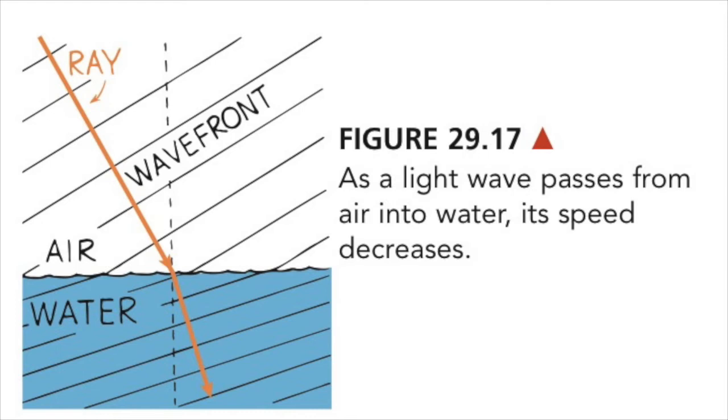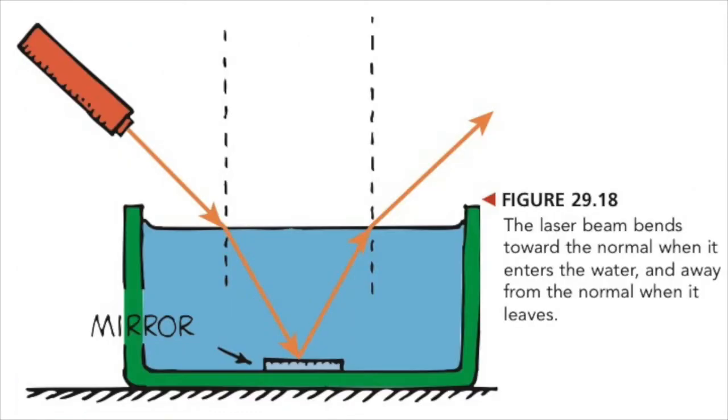In 29.17, as a light wave passes from air into water, its speed decreases. So it will go towards the normal. And as a light wave goes from water into air, it goes away from the normal. As illustrated here in figure 29.18, the laser beam bends towards the normal when it enters the water and away from the normal when it leaves the water.